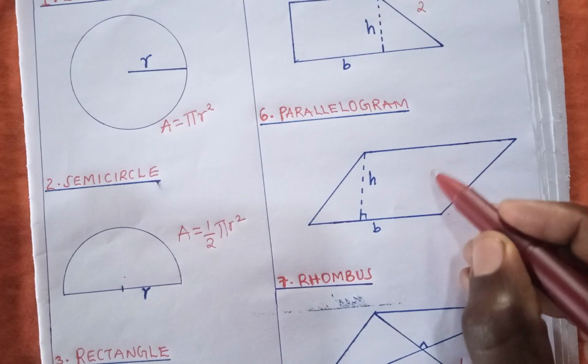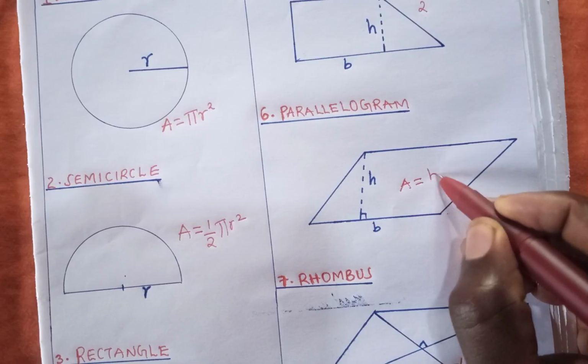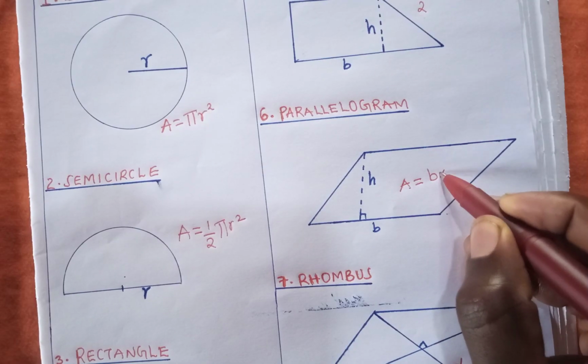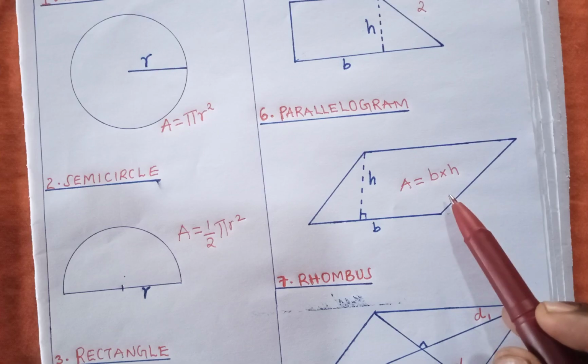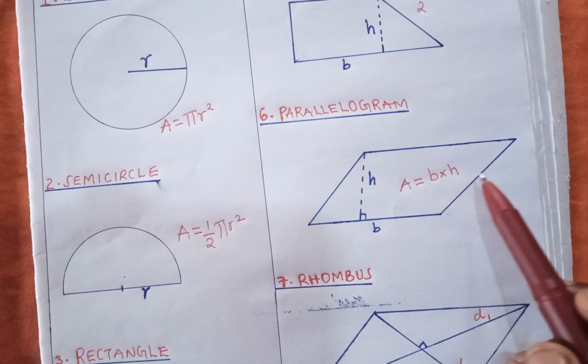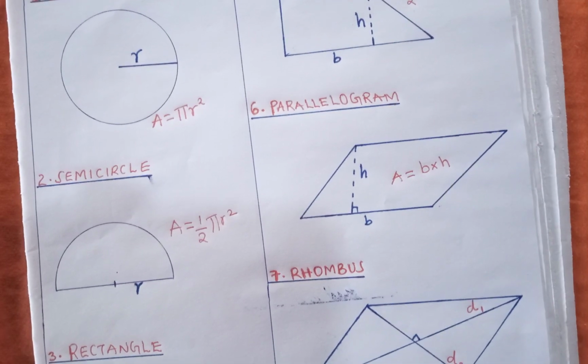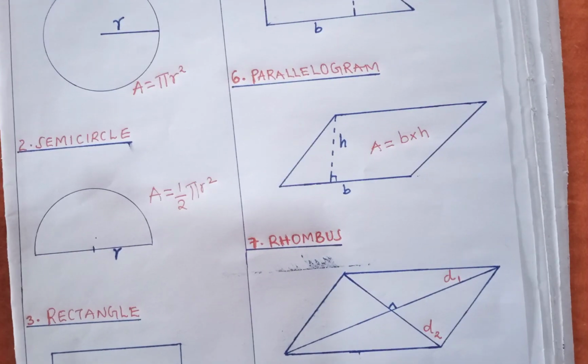So for the area of a parallelogram, we will say that the area is in fact base times height. If you take base times height, it will give you the area of the parallelogram. The product of base and height will give you the area of the parallelogram.